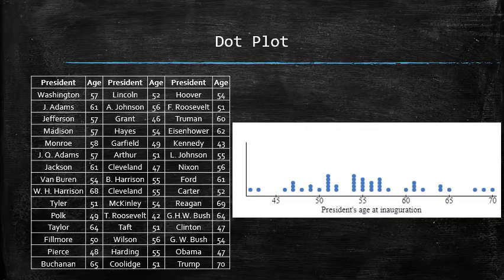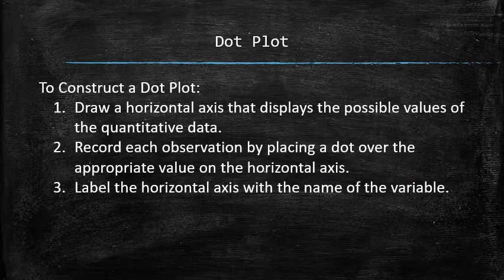Dot plots are particularly useful for showing the relative positions of the data in a dataset or for comparing two or more datasets. In summary, to construct a dot plot, we first draw a horizontal axis that displays the possible values of the quantitative data. Then we record each observation by placing a dot over the appropriate value on the horizontal axis. And finally, we label the horizontal axis with the name of the variable.